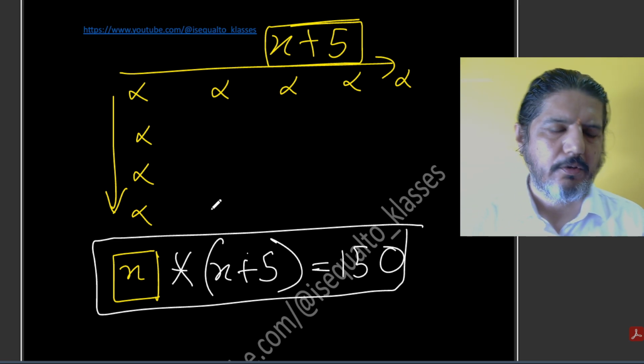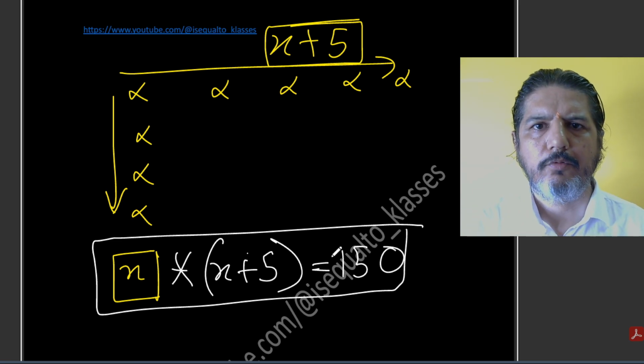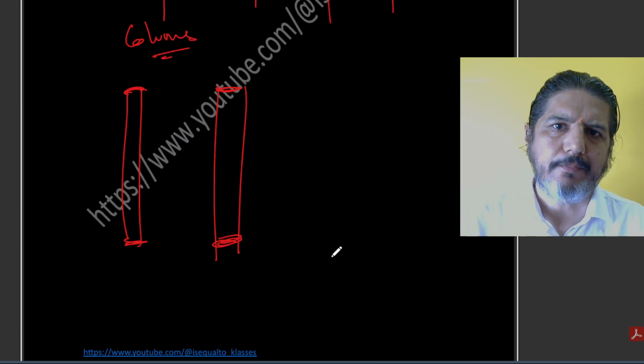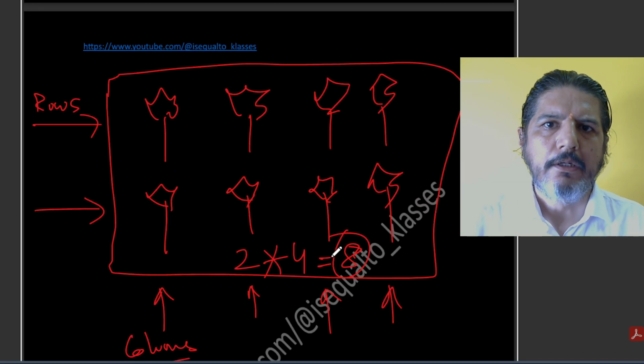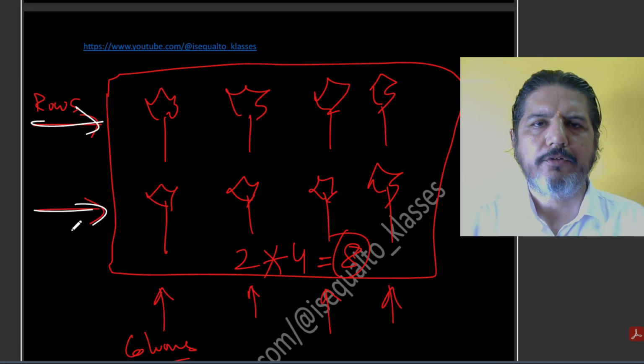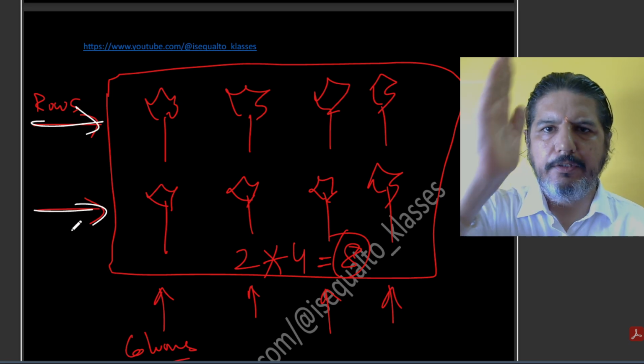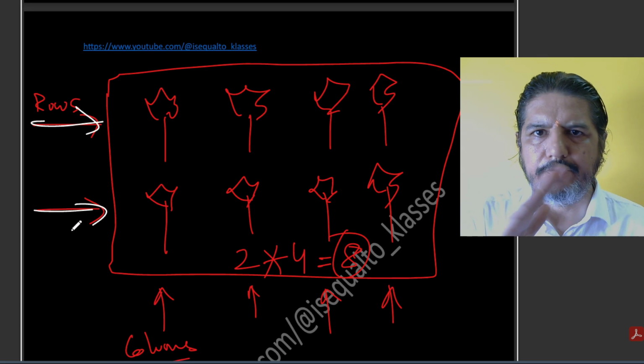Would be equal to 150 orange trees. I hope you have understood what I am saying. So, let me recap, because a few of you might not have understood. The first thing that we understood was that these horizontal things are called rows and these vertical things are called columns. That's the first thing.